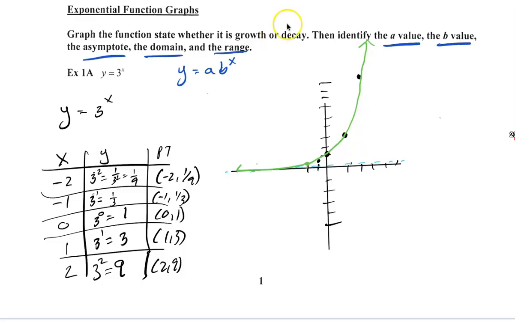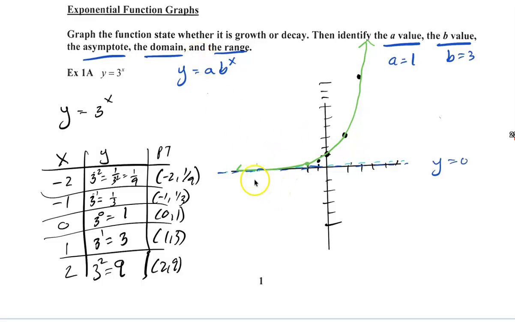Let's start with the a and the b value. So remember right here, b is the easiest one to tell. B has an exponent. So our b value is 3. The a value is the number in front of the 3, which in this case we don't have one. So remember, if it's not there, it's a 1. So A is 1 in this case. The asymptote, we'll talk about this in a second, but asymptote in this case is y equals 0. That's the line we cannot cross.